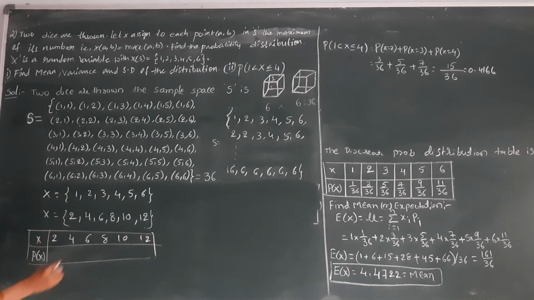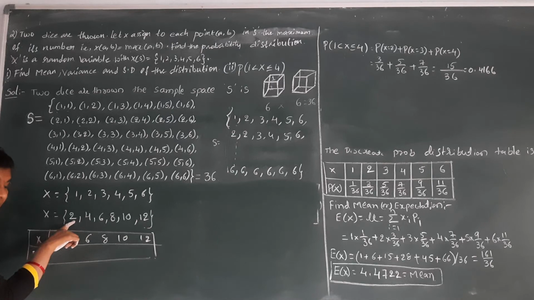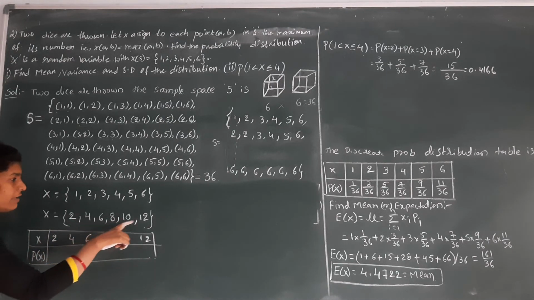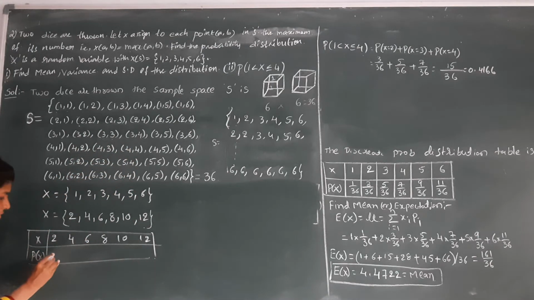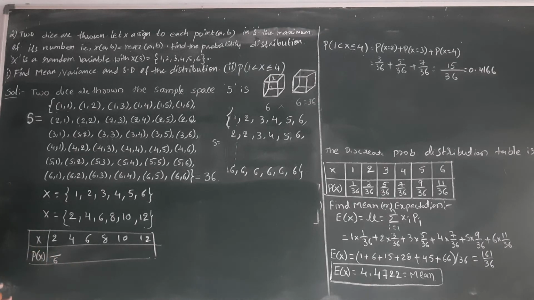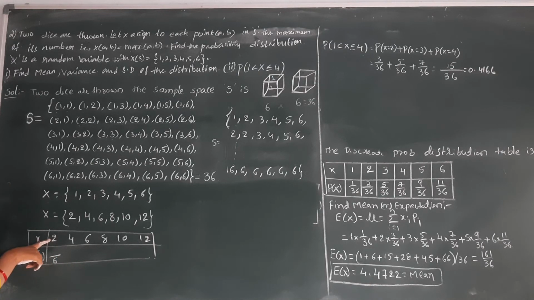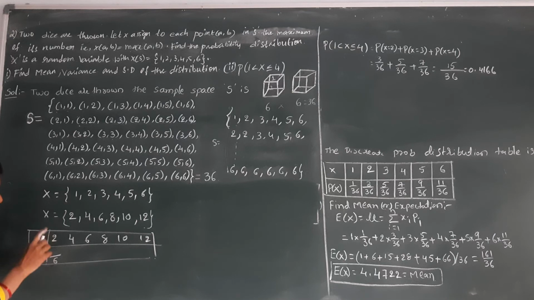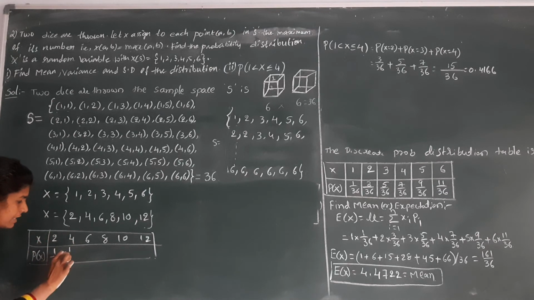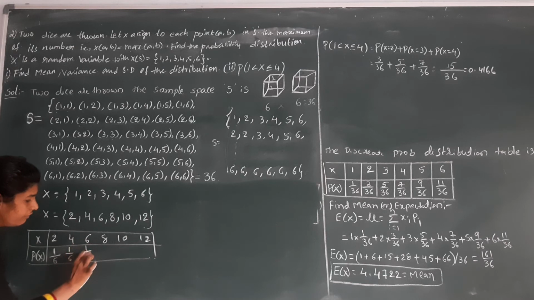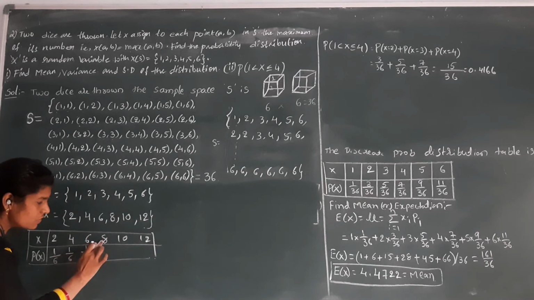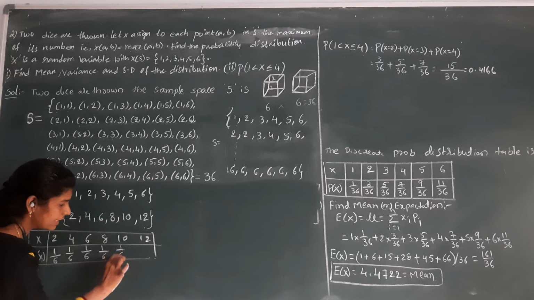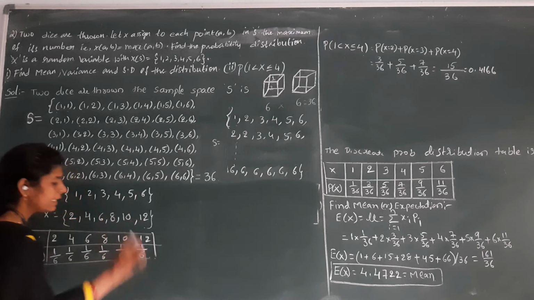Next, the total cases. How many possibilities do we have? 1, 2, 3, 4, 5, 6. For a die we have 6 options only. The total possible cases are only 6. So, to get twice the number, 2, we get only one chance. Similarly, to get 4, twice the top number, we get only one chance, 1 by 6. This one is also definitely 1 by 6, and the rest are also 1 by 6.